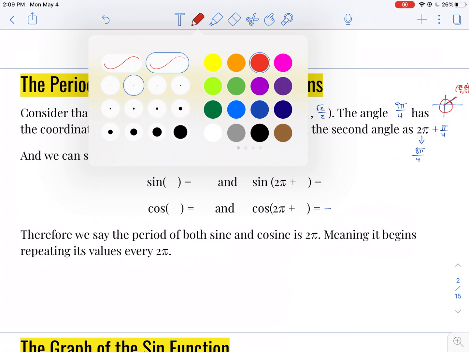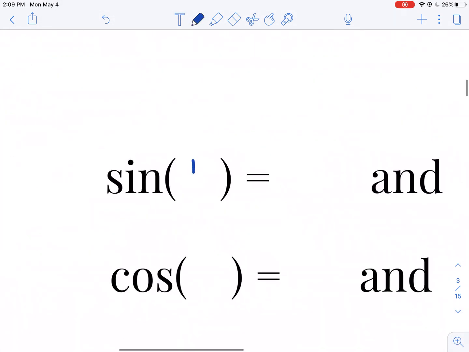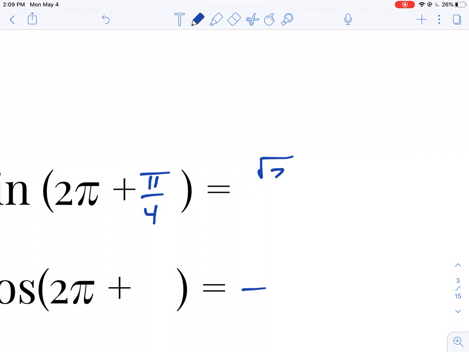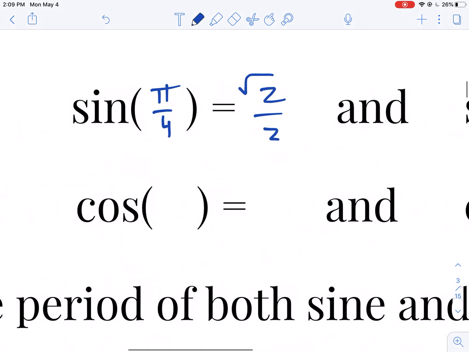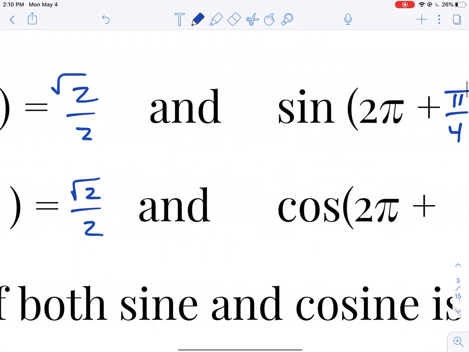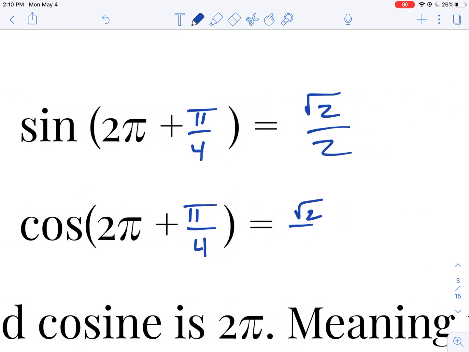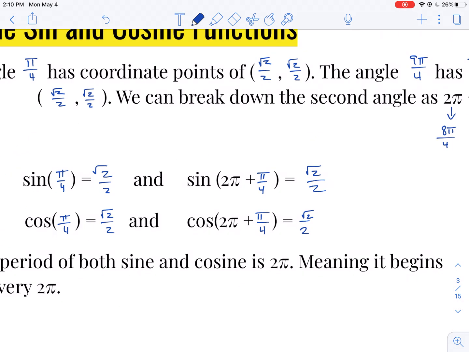Well, that means that the sine of pi over 4 is root 2 over 2. We know that one well. And the sine of 2 pi plus pi over 4, or 9 pi over 4, is going to also be root 2 over 2. Cosine, it's also going to be root 2 over 2. The cosine of 2 pi plus pi over 4 is also going to be root 2 over 2. So that means every 2 pi values, it starts repeating itself. We have the same cosine and sine values every 2 pi values. It happens repeatedly over and over and over.